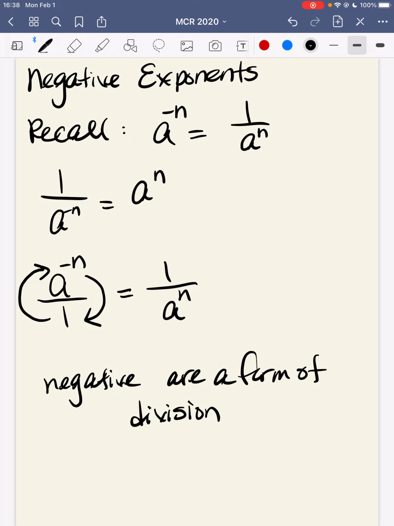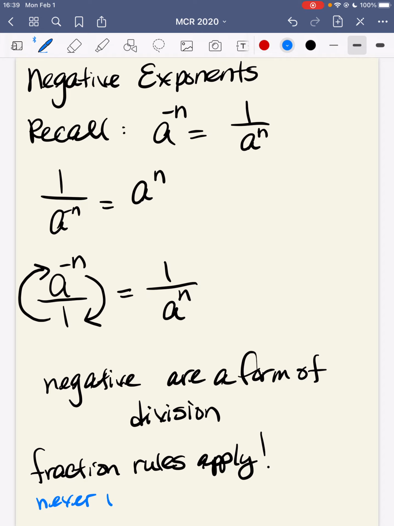Because they're a form of division, and because these negative exponents switch places and are in fractions, fraction rules apply. Which means we may have to simplify our fractions. But the one thing we want to do is never work with negative exponents. So the first thing we're going to make sure we do is, when we're going through these operations, we want to make sure that all of our exponents are positive.